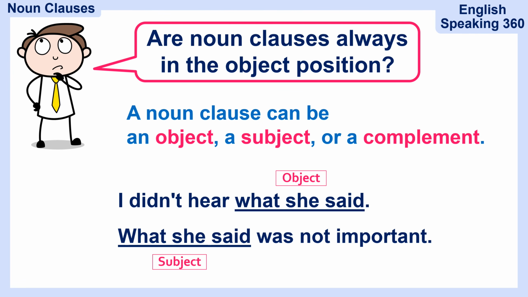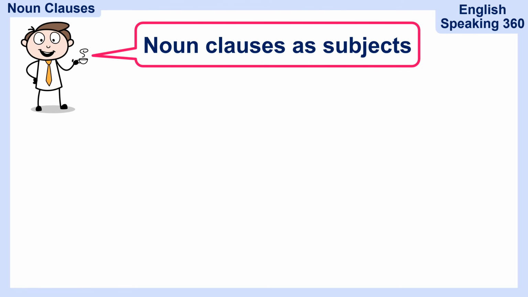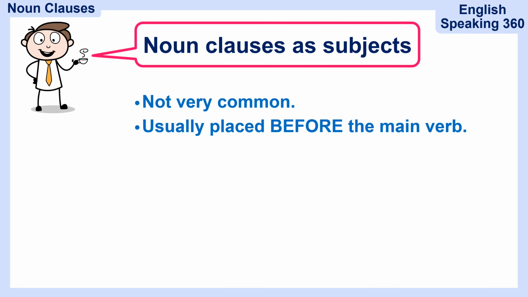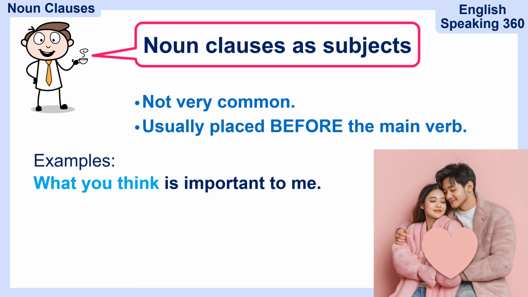So a noun clause can be an object, a subject, or even a complement, but I will explain complements later. Let's start with noun clauses as subjects. You should know first that it is not very common. Objects are more common. When you do see them, they are usually placed before the main verb. For example, what you think is important to me.